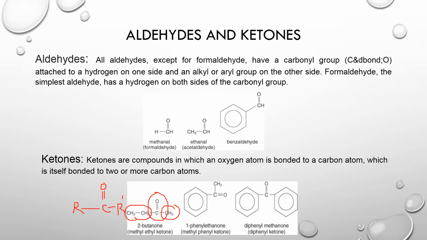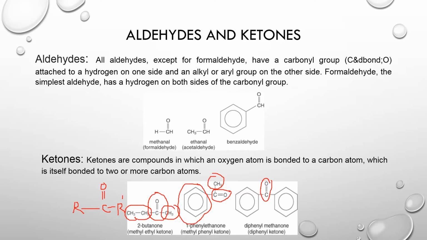One more example is 1-phenylethanone. In this, R is a C6H5 group and R dash is a CH3 group. These two groups, phenyl and methyl, are directly attached to the C double bond O. So the general formula is also R C double bond O R dash. One more is diphenyl methanone. Here the carbonyl carbon is directly attached to two phenyl rings.